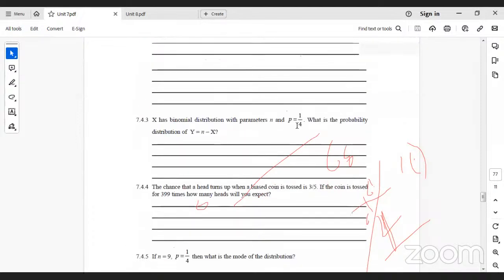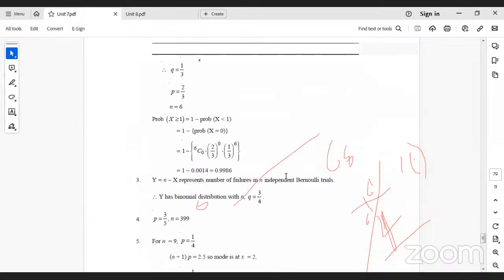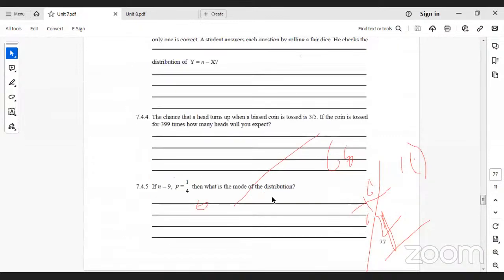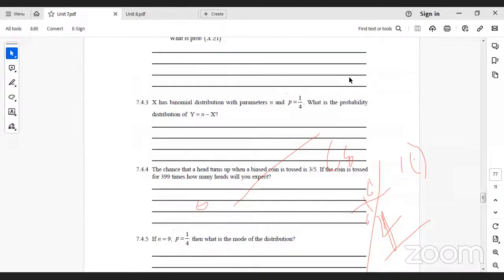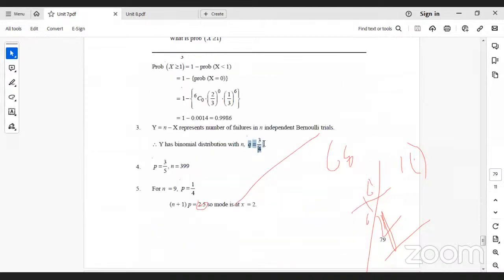So the third problem. For the binomial distribution if p is equal to 1/4, what is the probability of y equal to n minus x? So y equal to n minus x represents the number of failures. So p is equal to 1/4 and q is 3/4. Let us see. p plus q is equal to 1, right, Ishwari? So q is equal to 1 minus p, which is 1 minus 1/4. Take the LCM. It comes to 3/4, sir.